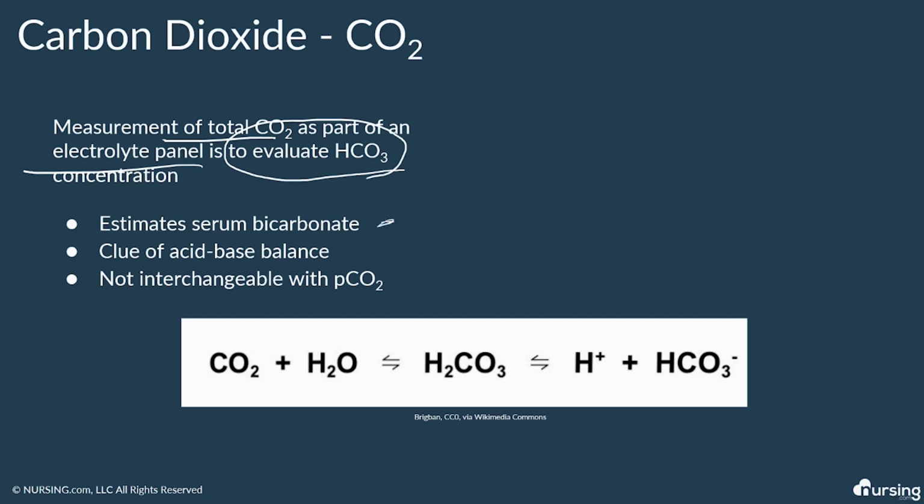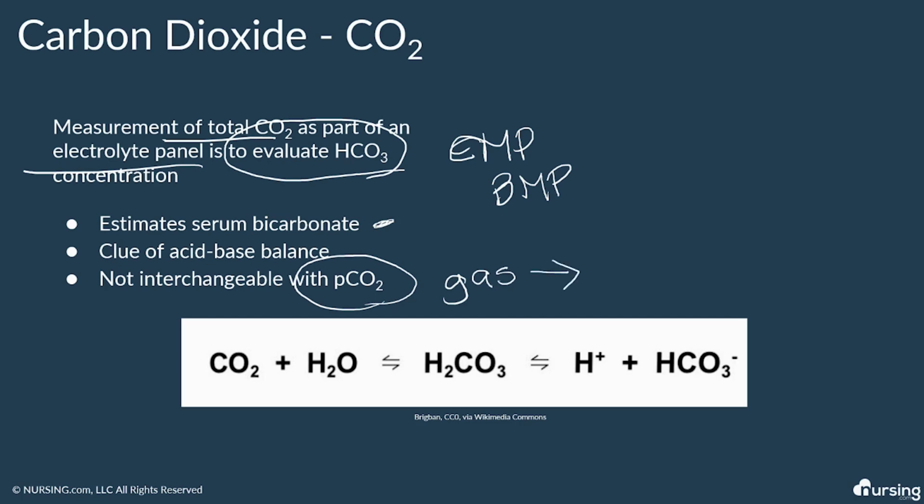We want to know what that serum bicarb is, and in a regular lab, a lab that we often see, like a CMP or a BMP, the CO2 is reported and can give us early clues of whether or not there's an acid-base imbalance. Remember, this is not going to be interchangeable with the gaseous form of CO2. It's actually the liquid form. If we wanted the gaseous value, we would go for an ABG.